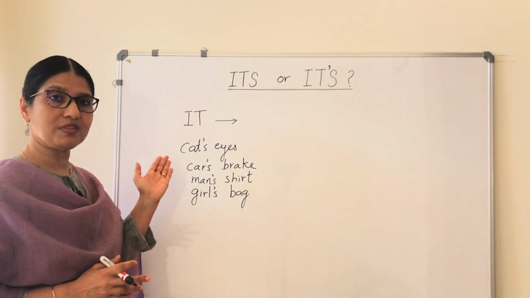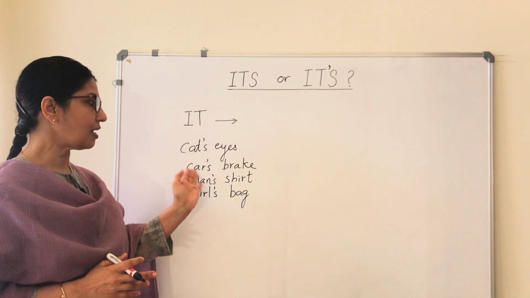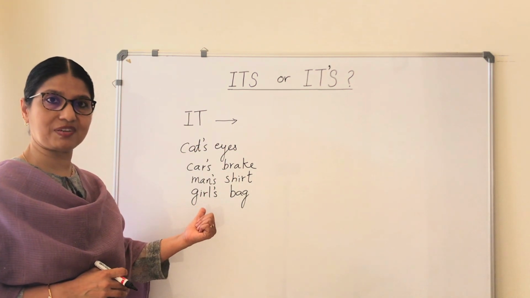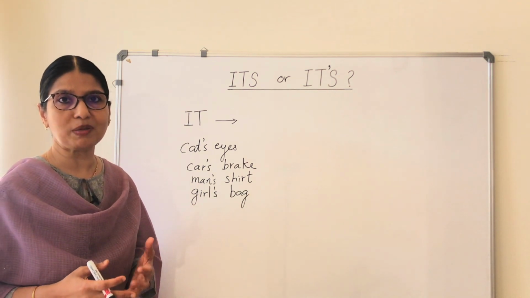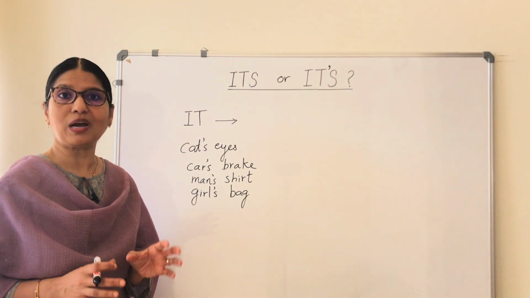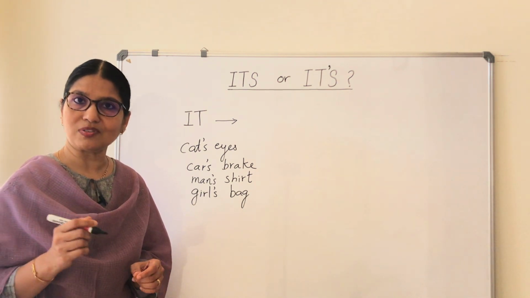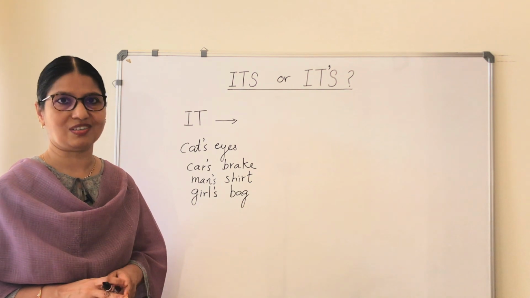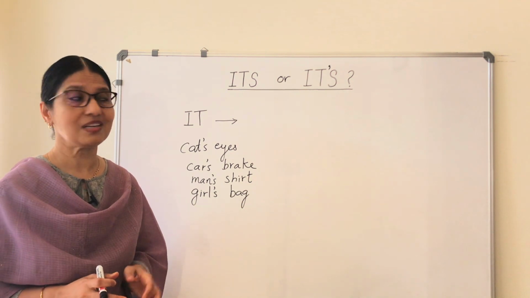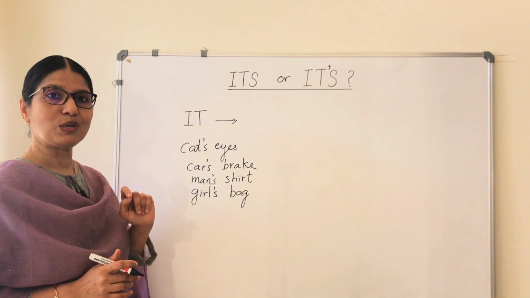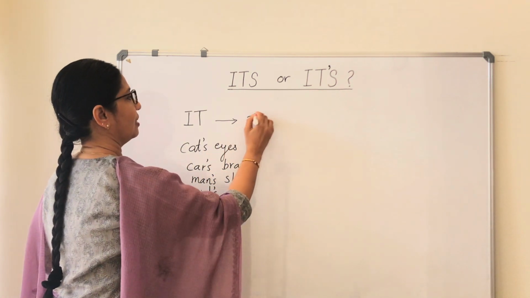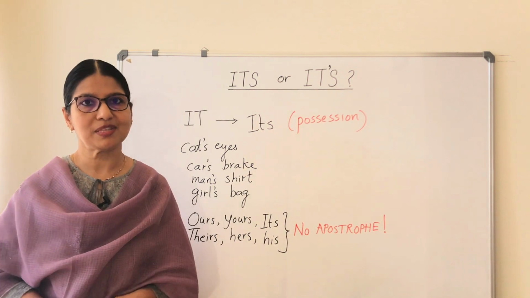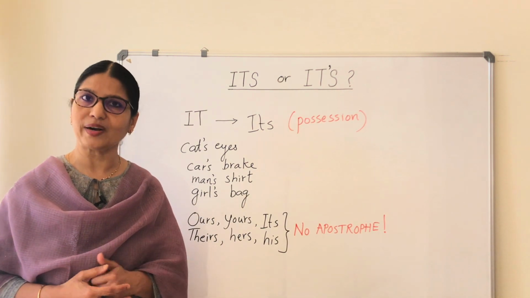So here you find all of these examples: cat's eyes, car's brake, man's shirt, girl's bag, all of them with an apostrophe S. So it's natural for people to think that when it comes to the pronoun it, we just add apostrophe S to show possession. But surprisingly, that's wrong. So how do we show possession when it comes to it? We write its without an S. English grammar sometimes has weird rules and this is one among them.